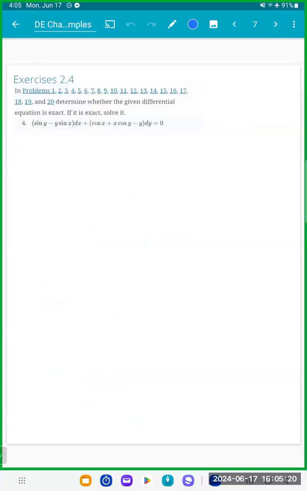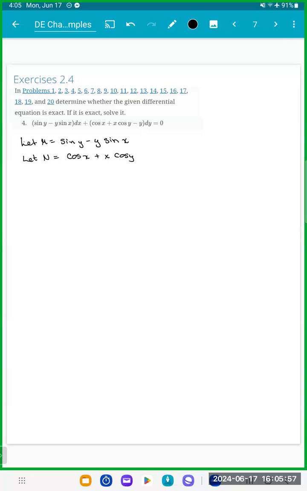Okay. This next problem we're looking at is from section 2.4. And we need to determine if the given differential equation is exact. And if it is exact, then we need to solve it. Okay. So the first thing, let's let M equal sine y minus y sine x. And let's let N equal cosine x plus x cosine y.